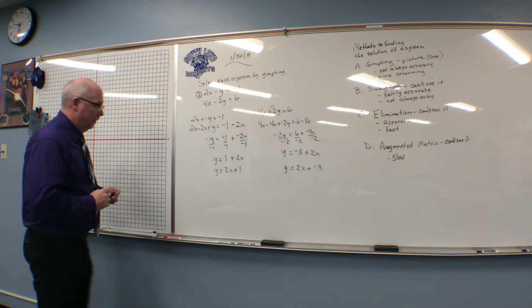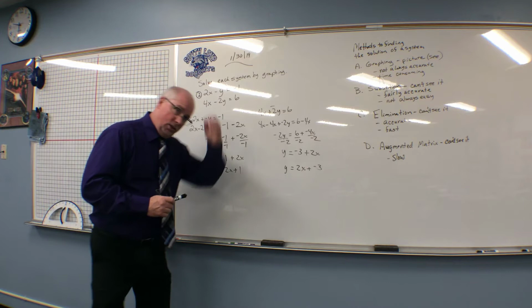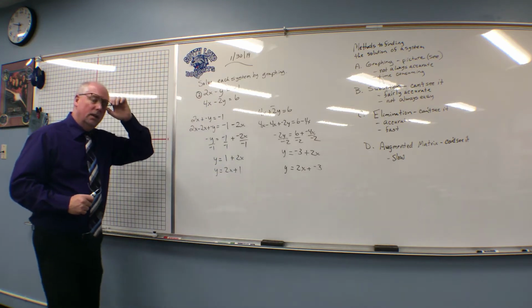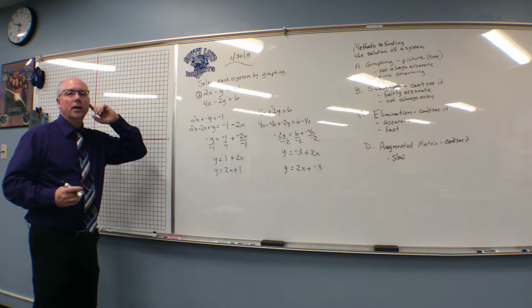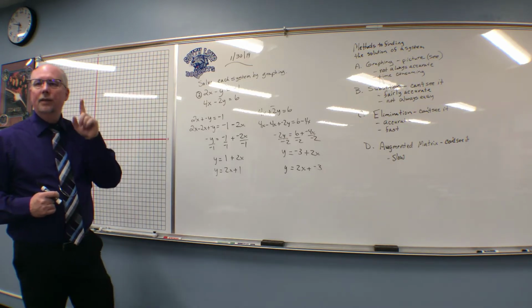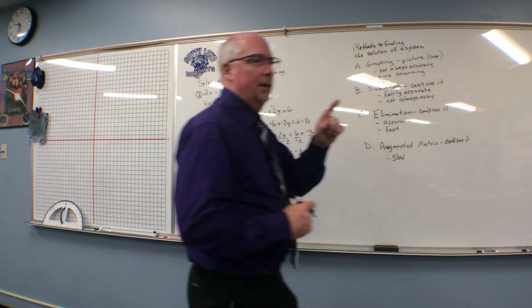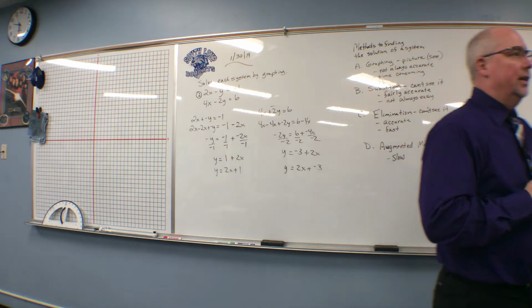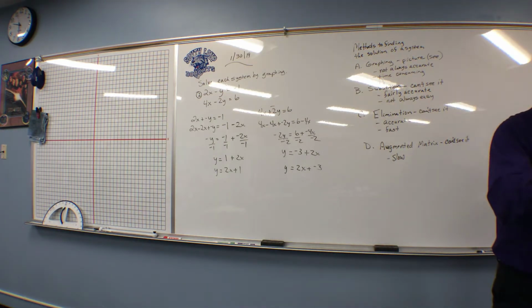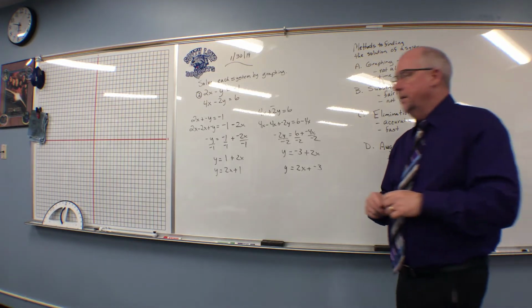Okay, anything you notice about those two lines? They're both 2x, so what does that mean? They have the same slope. So what are you guessing for these lines? They're gonna intersect. You say she says they're gonna intersect. She says they're parallel. Which do you believe? They're gonna be parallel because they have the same slope, okay?